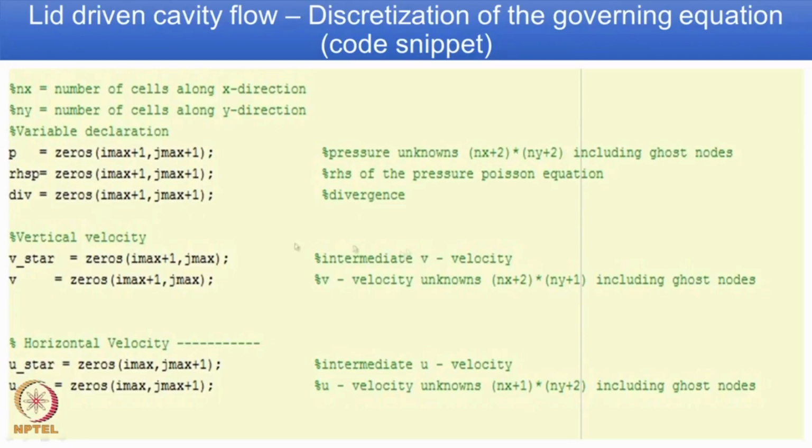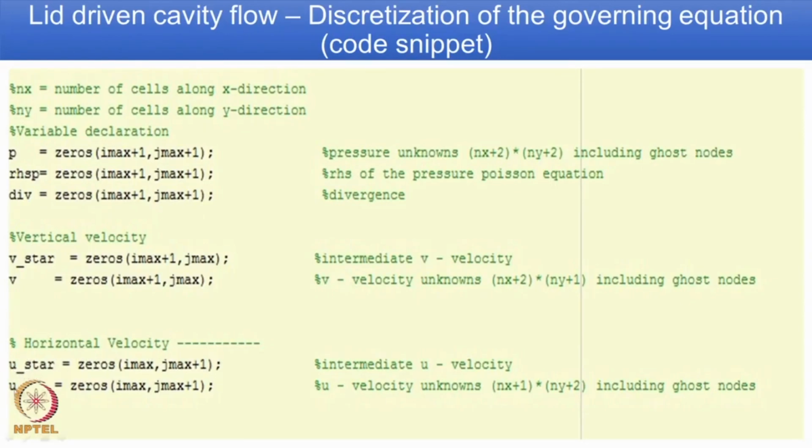So, V star is defined as zeros I max plus 1 by J max, and V is the actual velocity, again defined as zeros I max plus 1 and J max. So, V velocity unknowns are Nx plus 2 multiplied by Ny plus 1, because when you solve the V momentum equation, you require ghost nodes in the other direction. So, that is why it becomes Nx plus 2, and Ny plus 1 is the number of nodes available in the y direction itself. Similarly, for u velocity, which is otherwise the horizontal velocity.